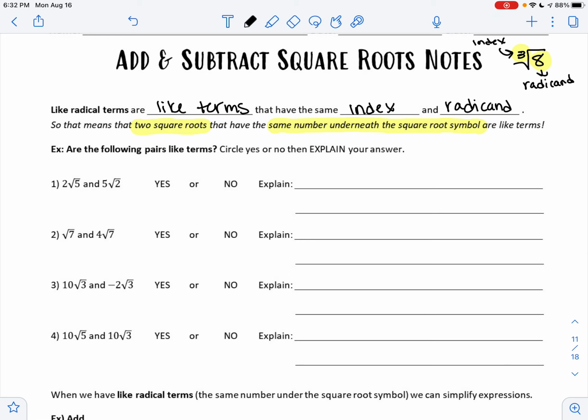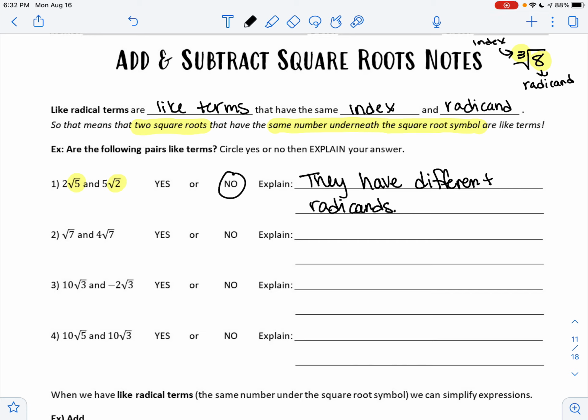So 2 square roots of 5 and 5 square roots of 2. Are these like terms? So what we wanna look at is the square roots. Do they have the same number underneath the square root symbol? No. So these are not like terms because they have different radicands. And again, a radicand is a number underneath the square root symbol.